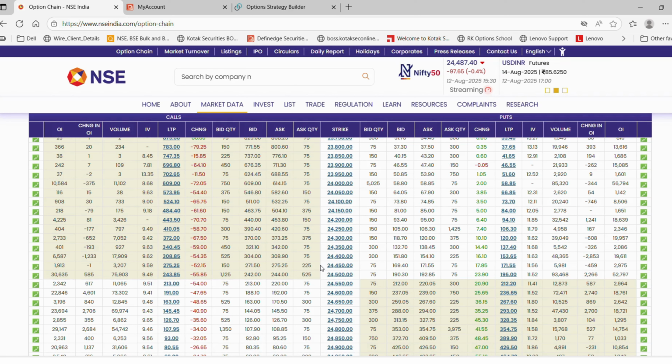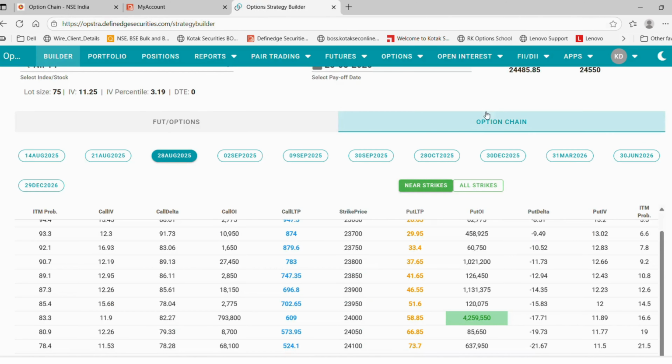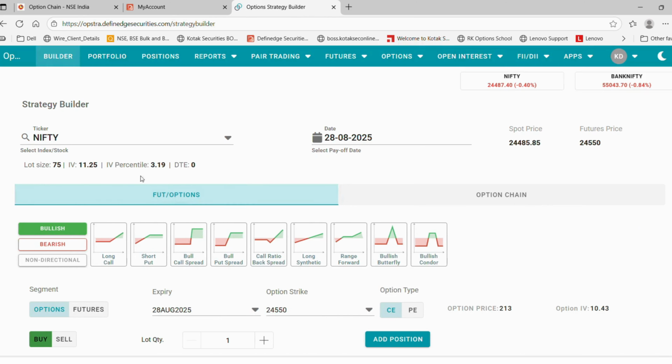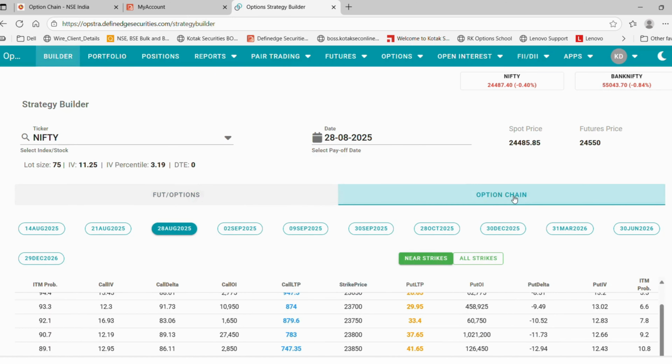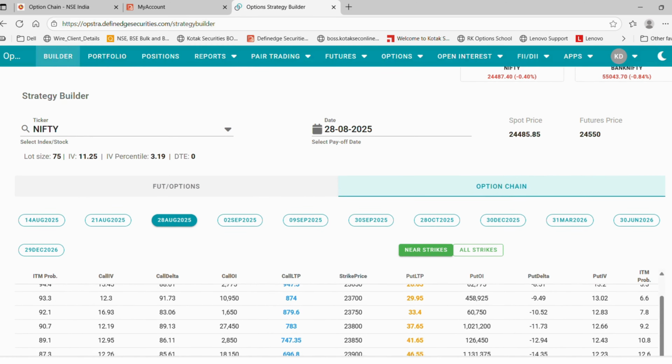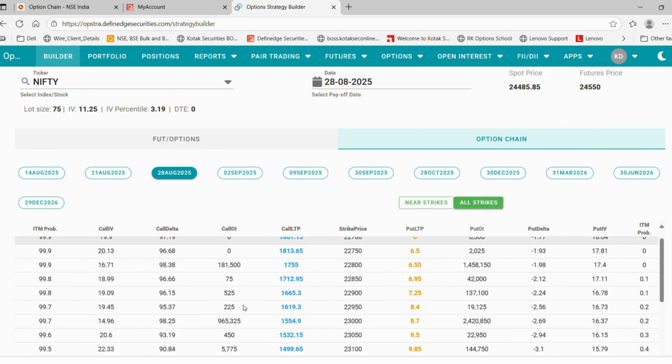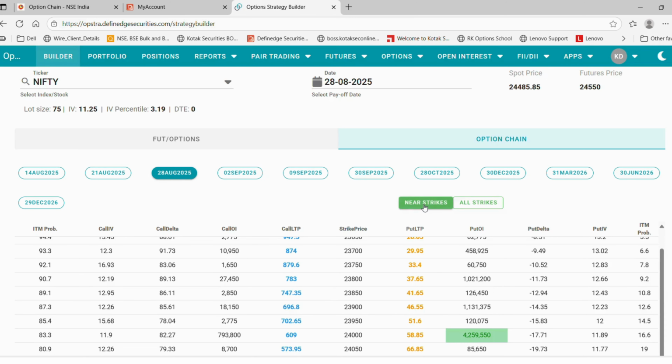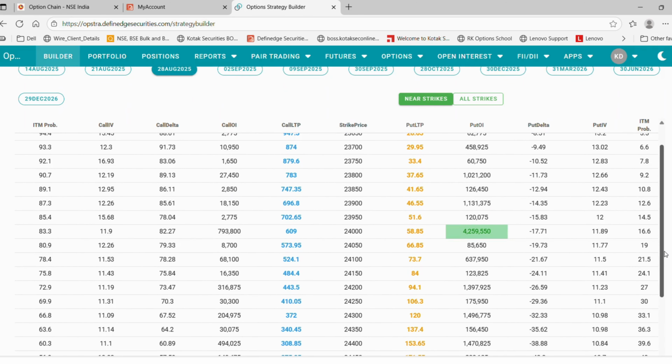I mostly use Opstra, so I will even show you this whole thing on Opstra. When you go to Opstra, you will see something on the right hand side over here like option chain. The advantage which Opstra gives you is that there is an option, of course, to view all the strike prices, but sometimes it's a lot of data and you might not need too many strike prices. So when you click on near strikes, you will get the data only for those which are more relevant to you, at the money, in the money, out of the money, but not too deep in the money or too deep out of the money.